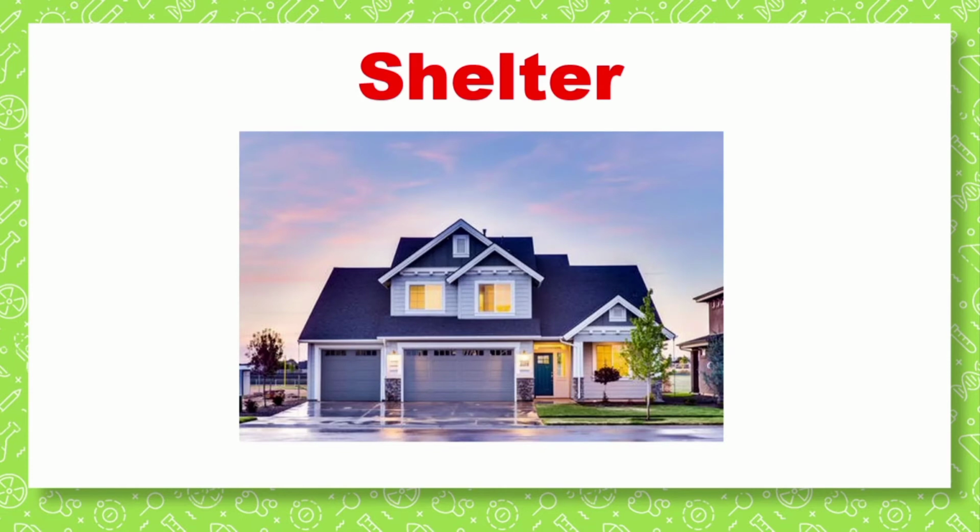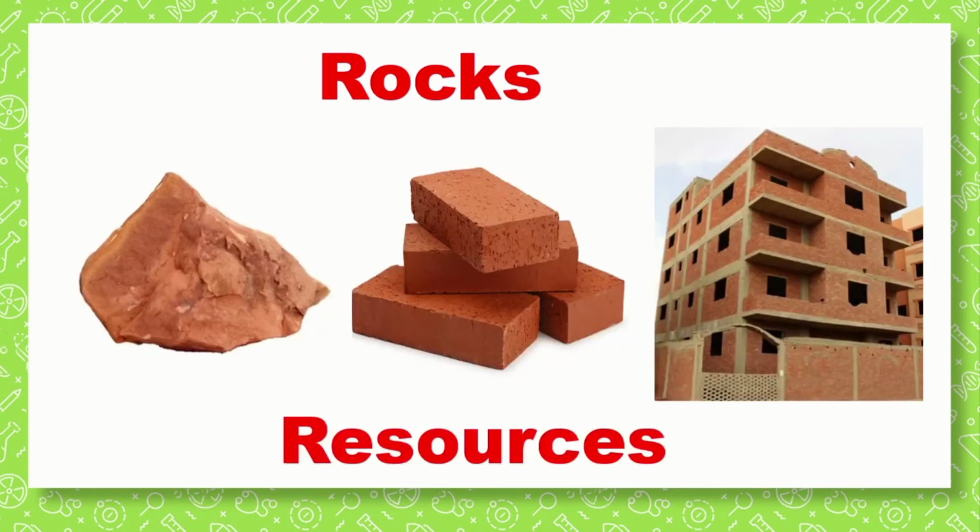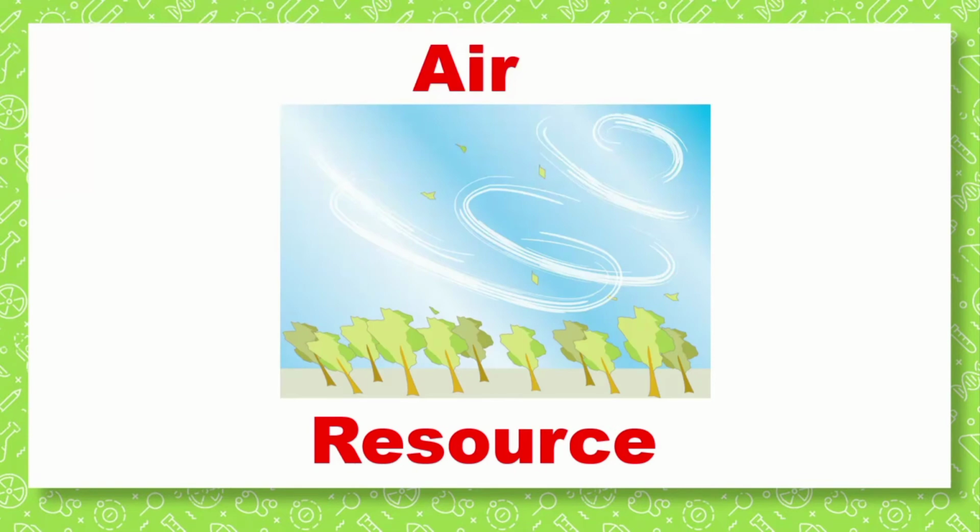Next is shelter. Shelter is a place where you live, like your home or house. How do we build a shelter? We use rocks. We get rocks from nature. Rocks are a very important resource that we use for building. Next is air. Air is very important for humans and animals to breathe, and it's important for plants to grow. So air is a resource.